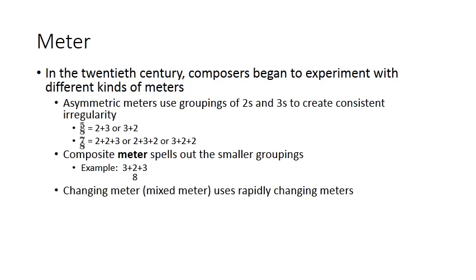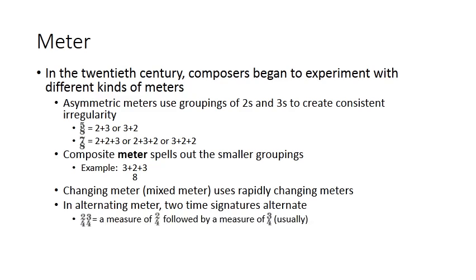A very common technique is to use changing meter, which is a rapid, frequent change of time signatures, instead of staying in one meter for very long. Another thing you might see is alternating meter. For example, 2/4 3/4, which would have a measure of 2/4, then a measure of 3/4. So it's a kind of regular irregularity. 1 2 1 2 3 1 2 1 2.